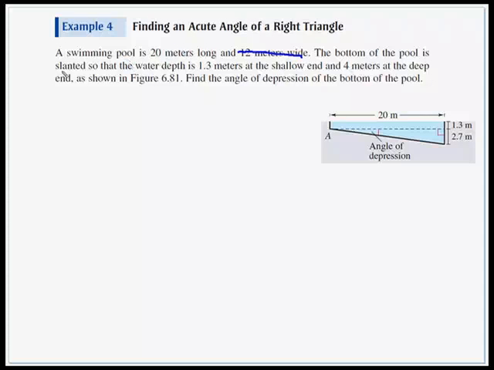Find the angle of depression to the bottom of the pool. So we are looking for, I'll use red here, this angle. And let's see, we have the side opposite the given angle, or the angle that we're looking for, and we have the side that is adjacent.